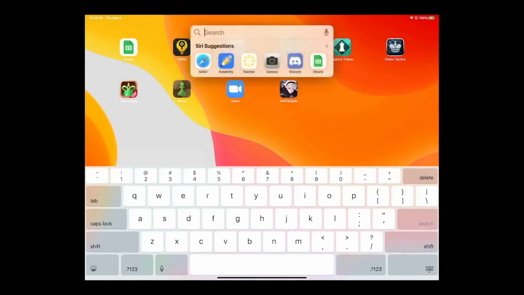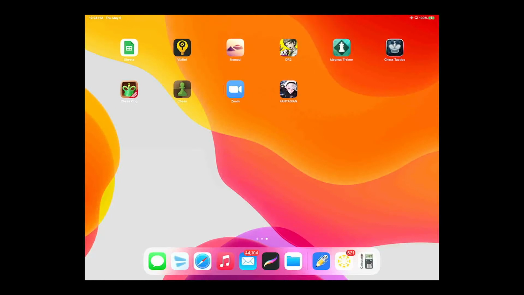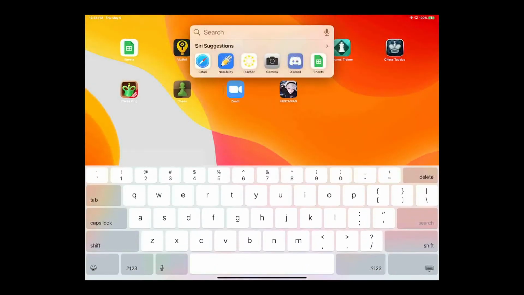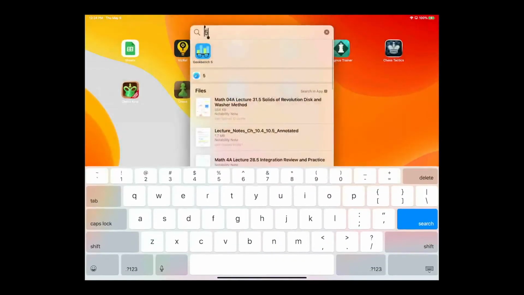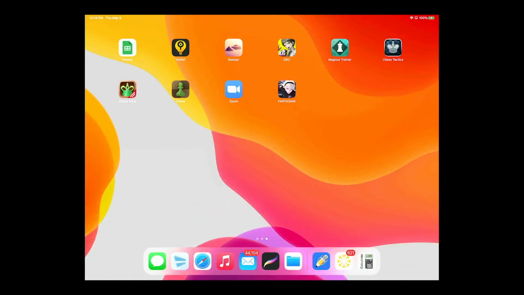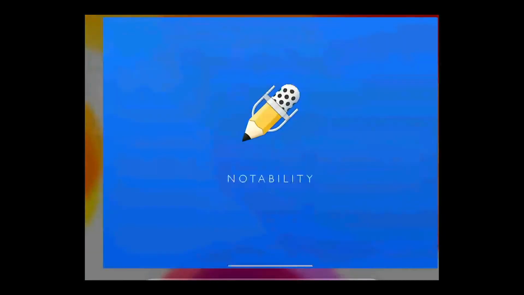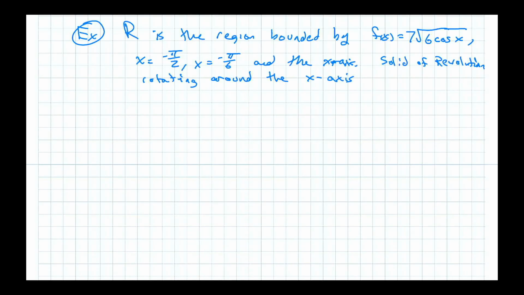Again, it's really choppy because I have to close Notability, which I will as soon as it knows how many fingers I am touching the screen with. Okay, and I lost it. Awesome.